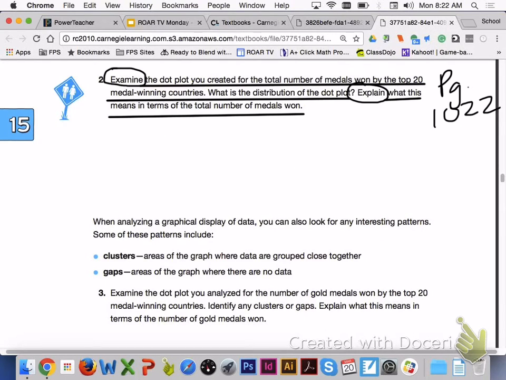Please turn to page 1024. For number 2, examine the dot plot you created for the total number of medals won by the top 20 medal-winning countries back on page 1022. Answer number 2 with your group members.